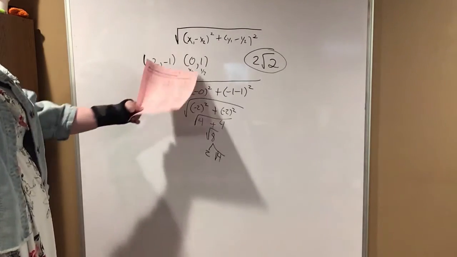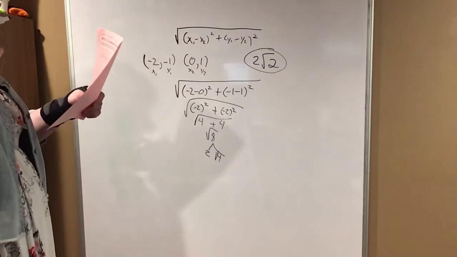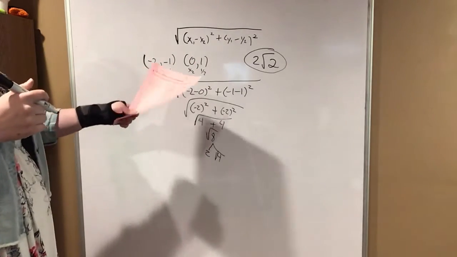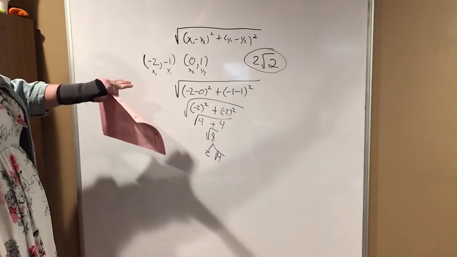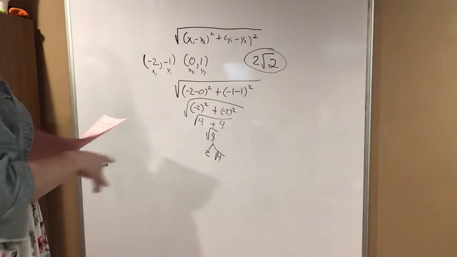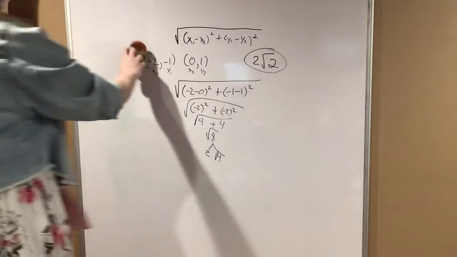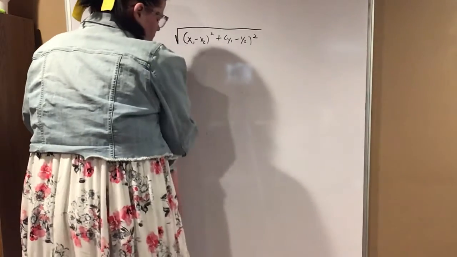If we were to graph this, those two points would make a line, and this would be the distance between those two. It's like a hypotenuse, pretty much. Cool. I like the distance formula. So let's try another one.